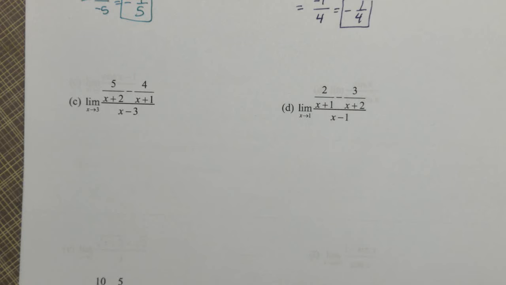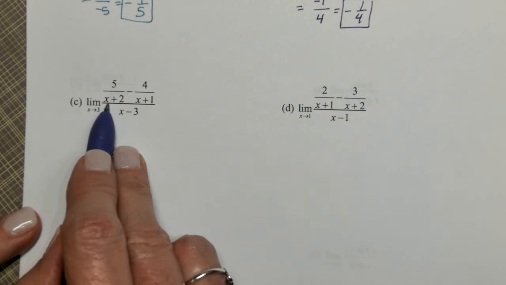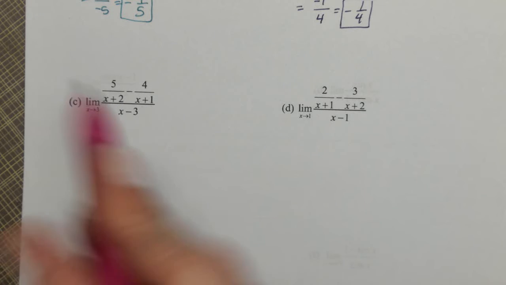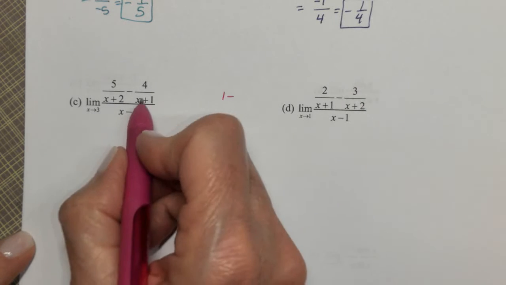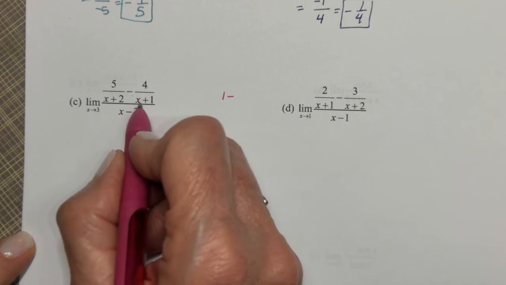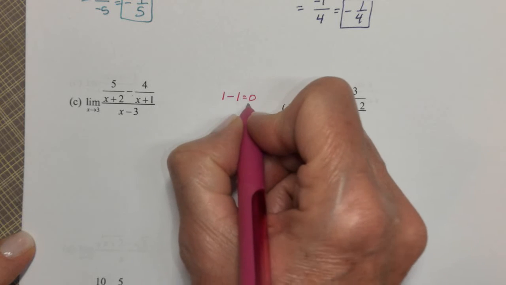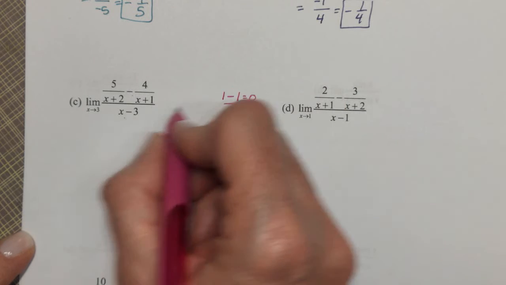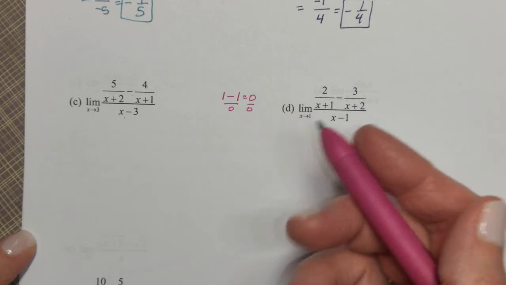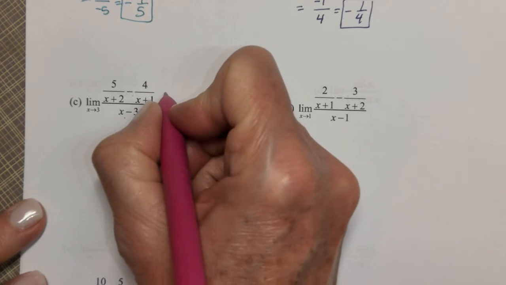Part C. Okay, if I put 3 in for x, I'm going to have 5 over 5, which is 1, minus 4 over 4, which is also 1, that's 0, right? On the bottom we also have a 0. So an indeterminate form, there's a hole somewhere, we just need to find it, cancel it out. So what are we going to multiply top and bottom by this time?